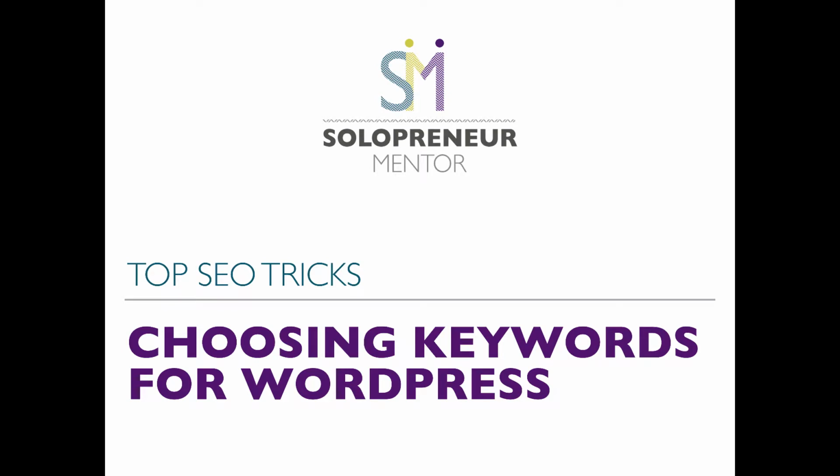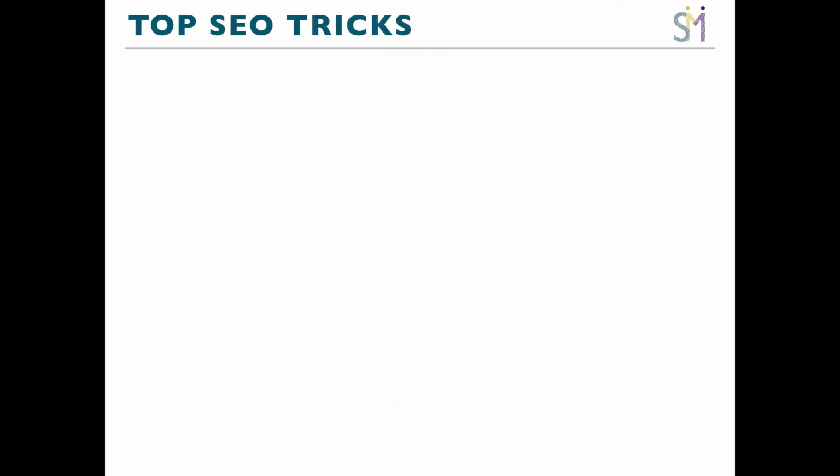Before I get started showing you some keyword tools that will help you in researching your keywords, I'm going to go over some top SEO tricks that you need to know before you even start choosing your keywords. So the first one we want to review is that you want to choose narrow terms, even if that means going local by adding your city.